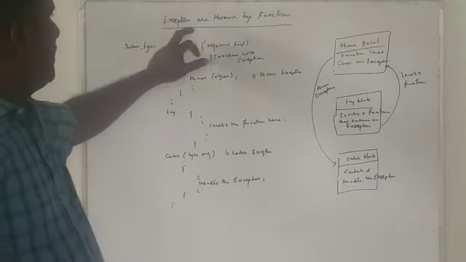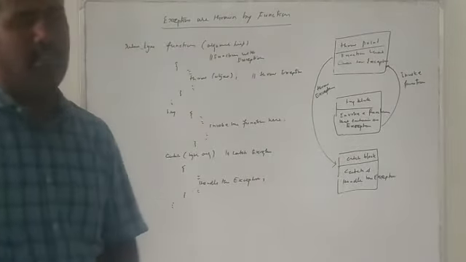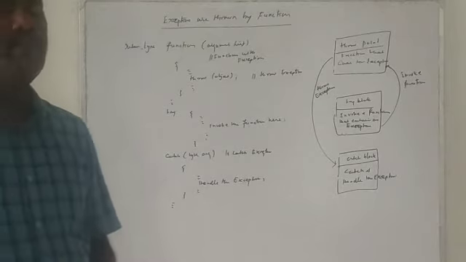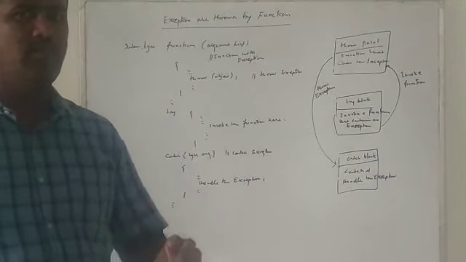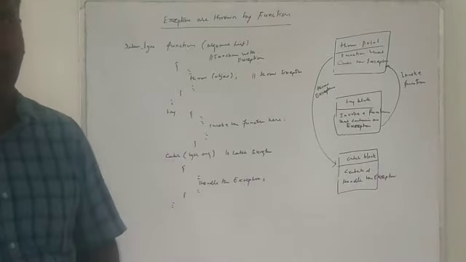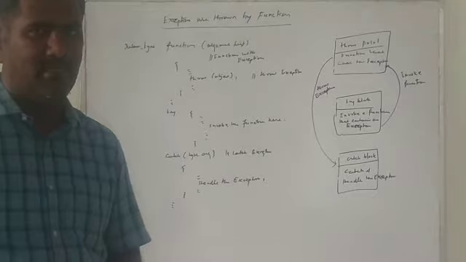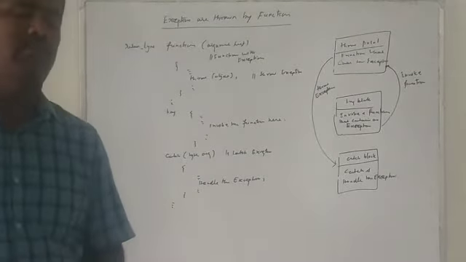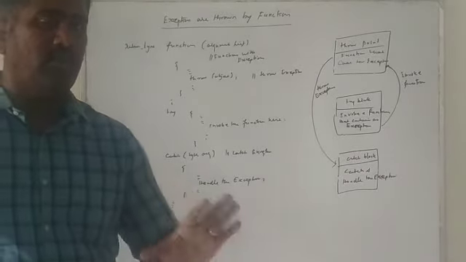Exceptions are thrown by functions. In the previous example, the exception was thrown from a try block statement. The second type of mechanism is the exception thrown by a function.